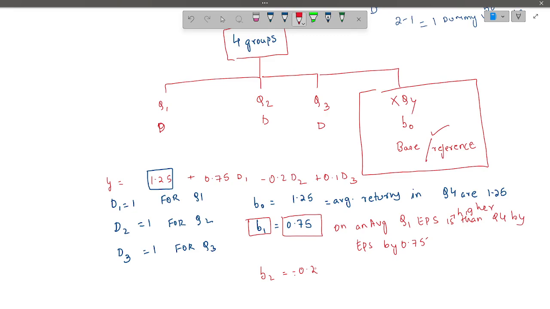B2 is minus 0.2. Average returns in Q2 is $0.2 less than Q4. Very good. On an average, Q2 EPS is lower than Q4 EPS by $0.2, and B3 equals 0.1. How am I going to interpret this?